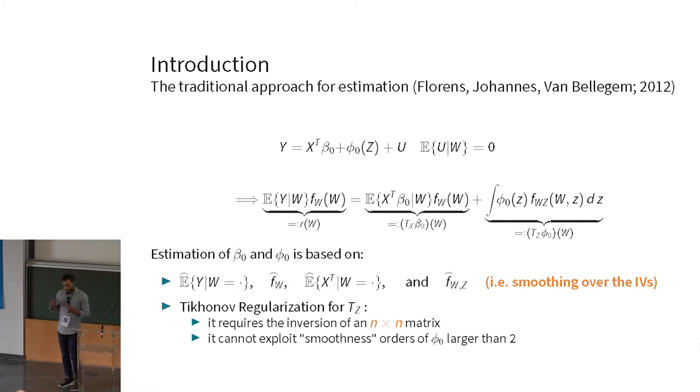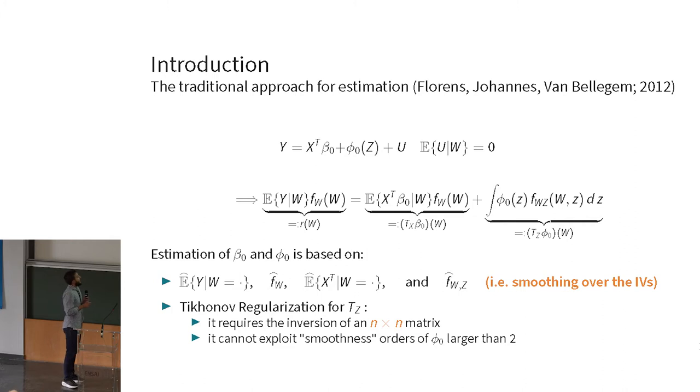Now, the estimation of beta and phi in this case proceeds in two steps. First of all, we have to estimate the conditional expectation of y given w times the density of the instruments, and the expectation of x given w times the joint density of the instruments and the explanatory variables. So essentially, when we estimate all these objects, we also have to make a smoothing on the instrumental variables. And intuitively, we have to select a bandwidth for these instruments.